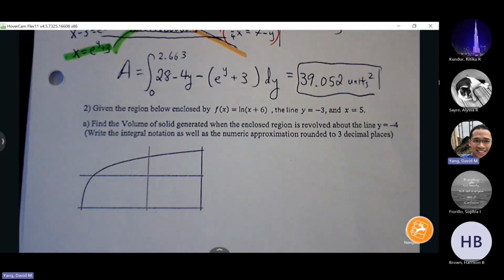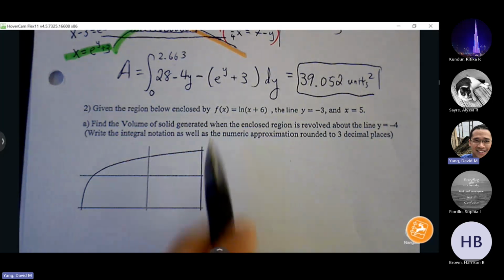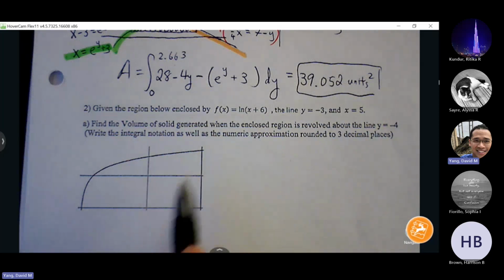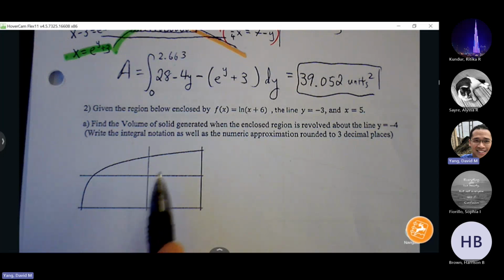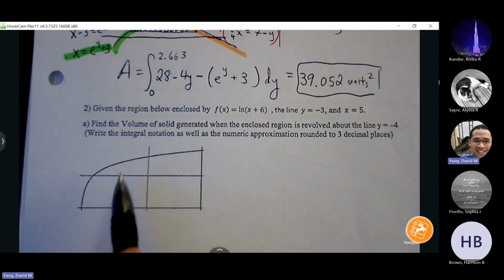All right, number 2, we have a shaded region here. You got the natural log of x plus 6. You got the y equals -3. You got the x equals 5. Now, the x and y axes are not boundaries. Some students feel like they have to split this up because of the x and y axis. They're just in the background. They're just for us to have a frame of reference.